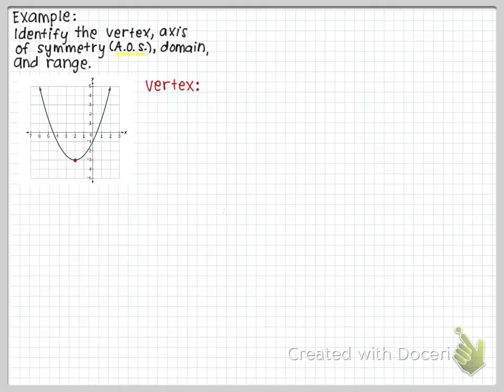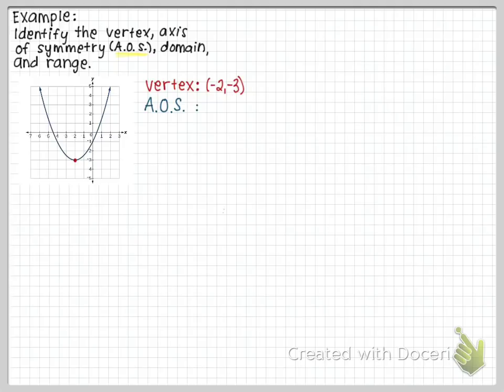So for that point, we're going to go over -2, and we're going to go down -3. So that point is -2, -3. Sorry, excuse me, -2, -3.